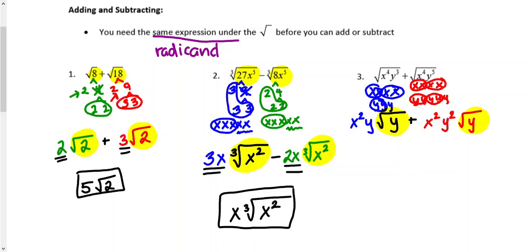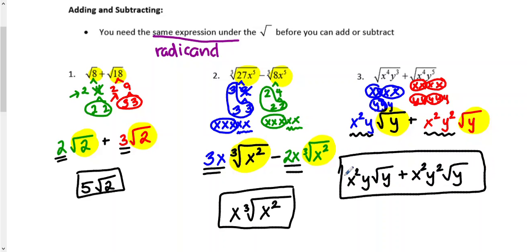So now I just need to add the outside. So I have x squared y plus x squared y squared. Well, that's not the same. These are not the same on the outside. They are not like terms, so I can't combine them. So I'm actually just left with x squared y, square root of y, plus x squared y squared, square root of y. So you can only combine them if they are like terms on the outside.